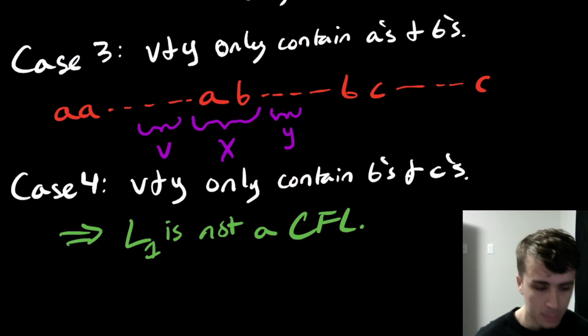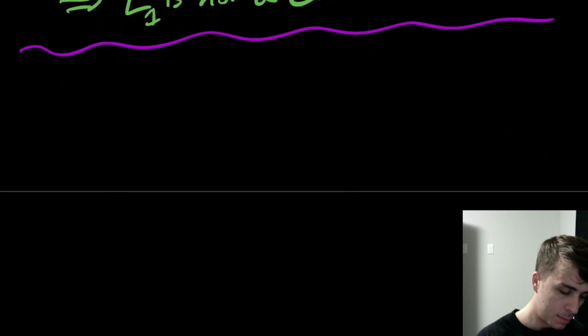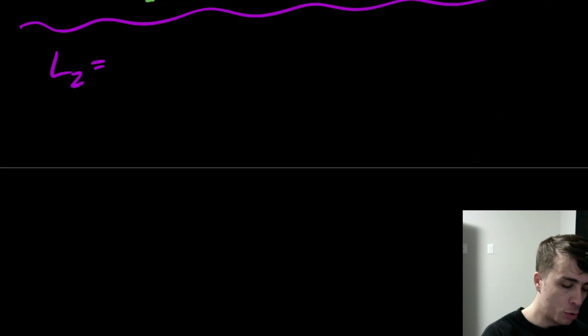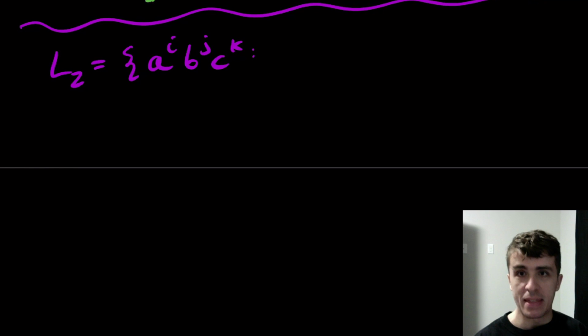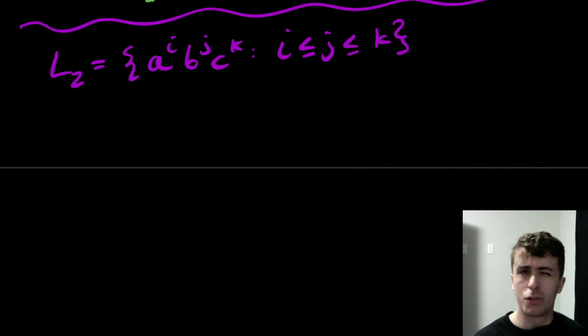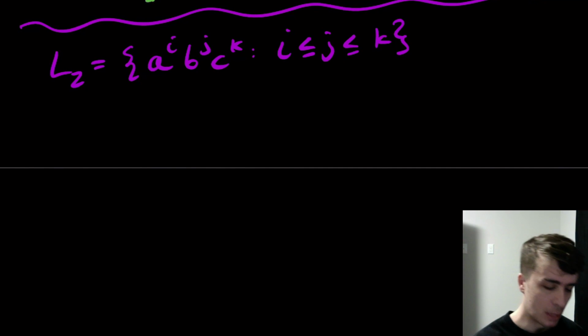All right, so let's go on to the next language, which is very similar. I'm going to call it L2, which is a to the i, b to the j, c to the k, where they don't have to have the exact same exponent, but i is less than or equal to j, less than or equal to k. And actually the proof is slightly different, but it's very, very similar.